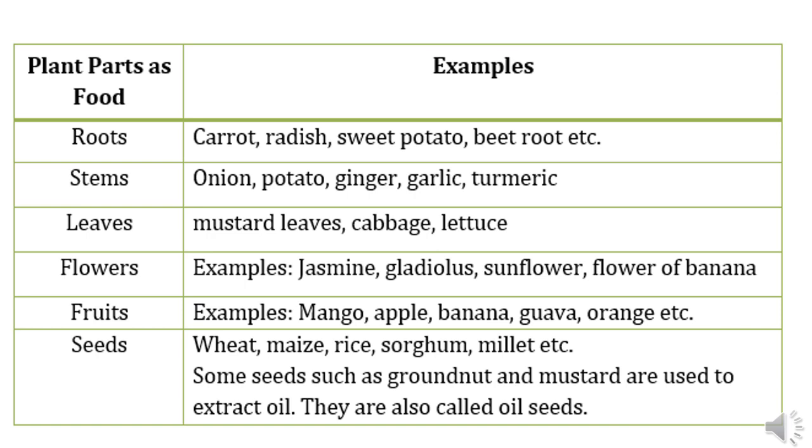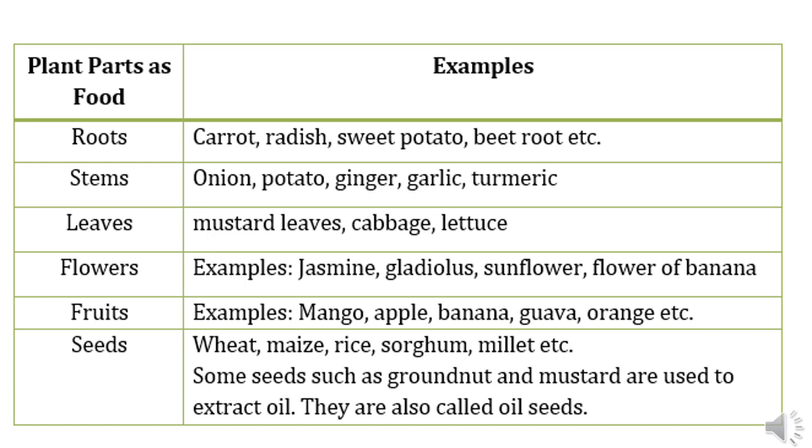Let's have a few examples of leaves. We have mustard leaves, cabbage, lettuce. We also have coriander leaves, curry leaves. We have methi leaves. We have spinach that can be eaten. We can also eat flowers. Earlier I told you about cauliflower. We can eat jasmine flowers also. For its nice fragrance, it is added as a flavor in various food items. Sunflower, flower of banana, etc.